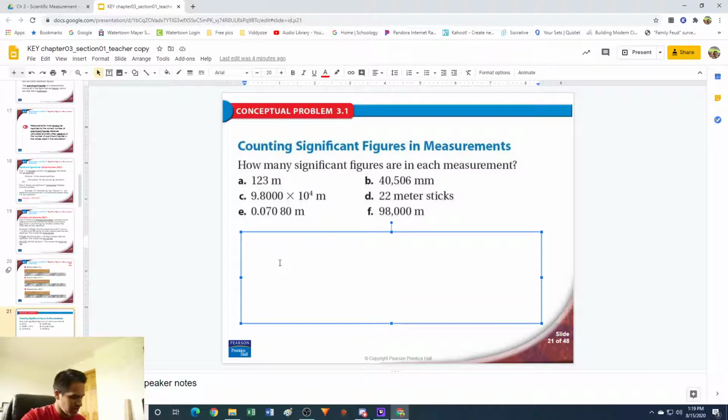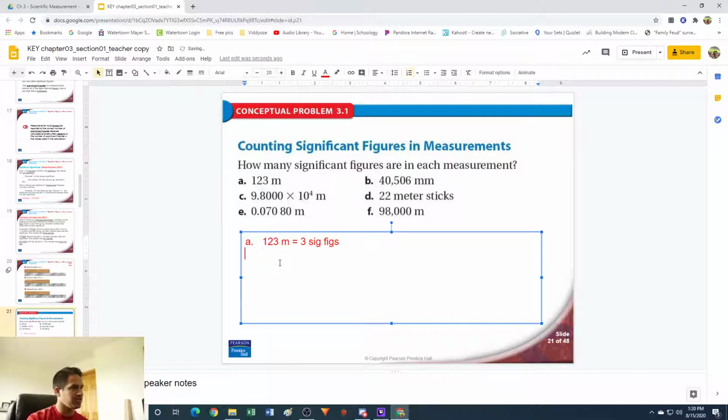First one I'll do is letter A, and that is how many significant figures are in 123 meters. All right, well, this is a whole number, which means that the first 2 rules we're going to use. So anything that's not a 0 automatically counts. So the 1, the 2, and the 3. And since that's all there is in this number, that would mean that this has 3 sig figs. Okay, sig figs we just abbreviate as significant figures. So 3 significant figures, pretty easy.